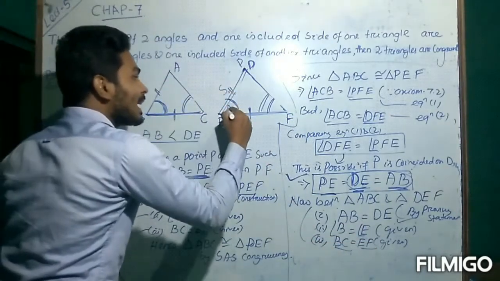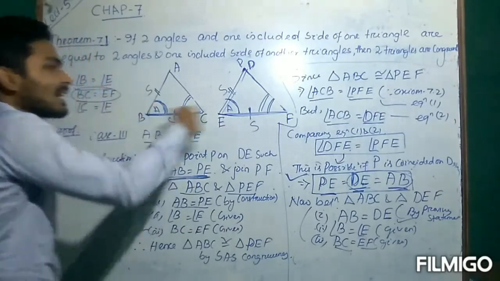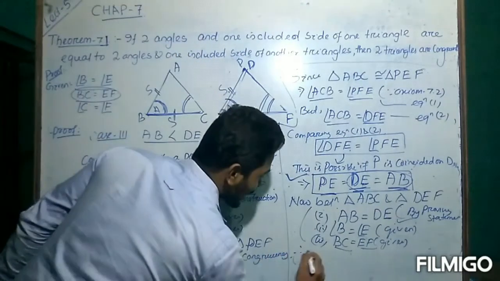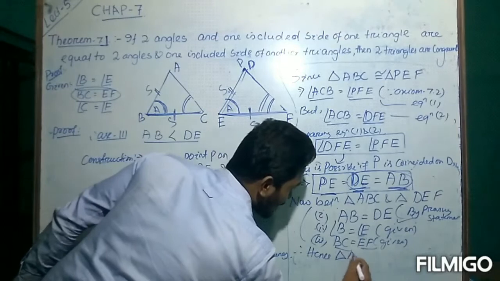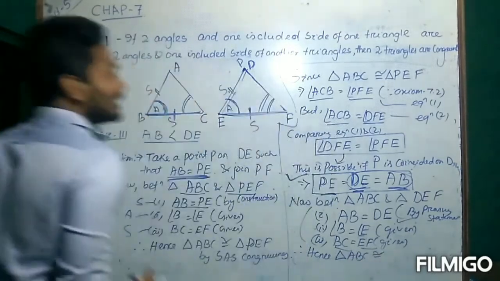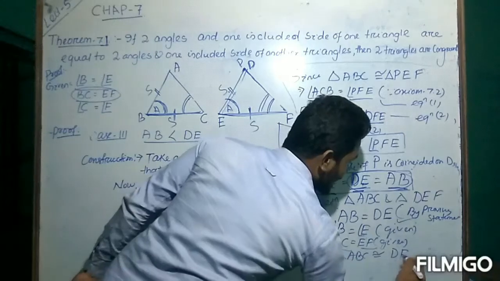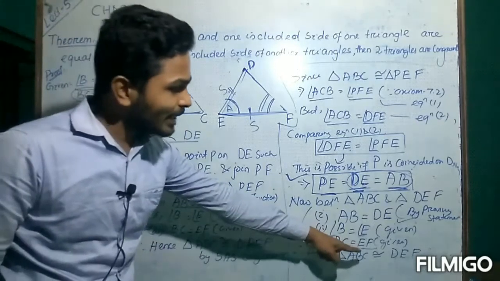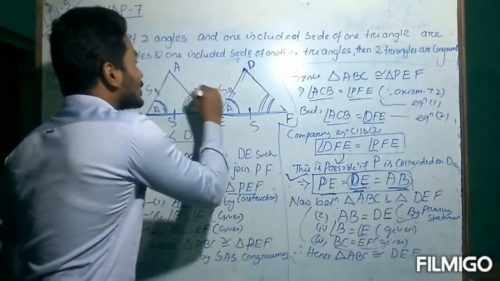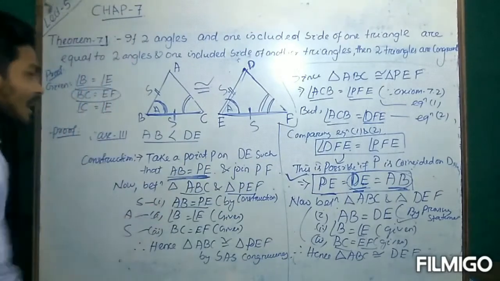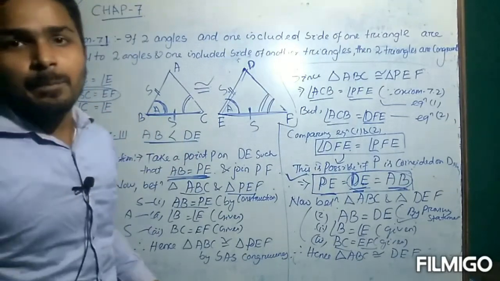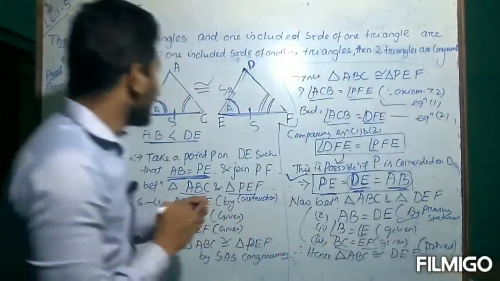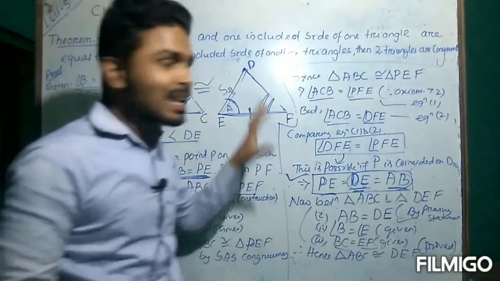So by SAS criterion, these two triangles will be congruent now. Understood? Hence we can write the triangle ABC is congruent to the triangle DEF. Erase the point P. Okay? Hence we will find that the triangle ABC is congruent to the triangle DEF for the condition AB less than DE. Okay? It is now proved. Hence, we have completely proved the theorem number 7.1.